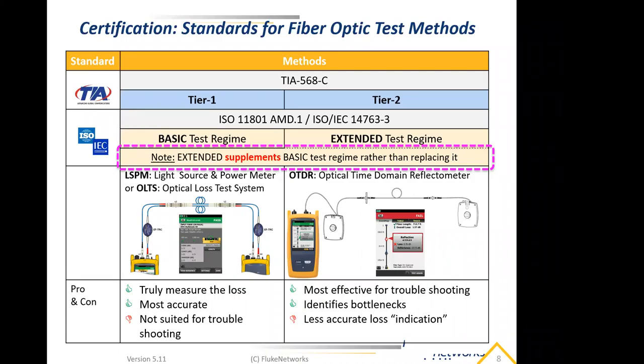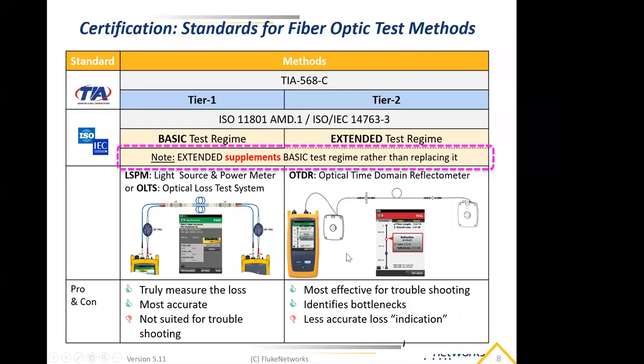But if your client wants to know where in the installation he should go to improve the loss of the installed fiber, then the OTDR is the one which will indicate where the loss is. And obviously it will also identify bottlenecks.